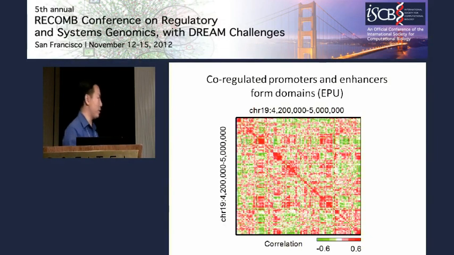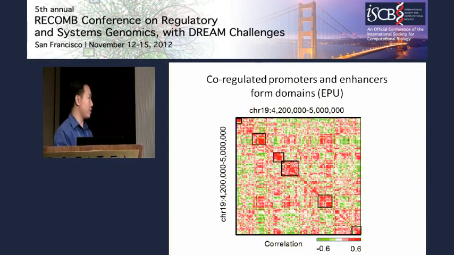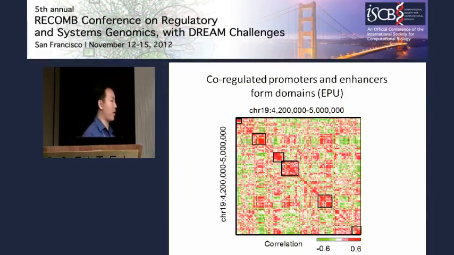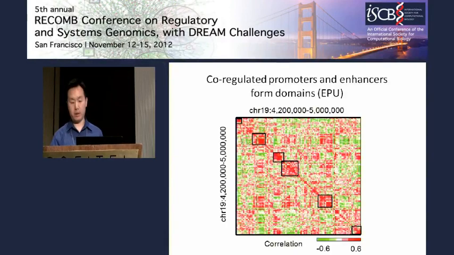Performing this correlation analysis genome-wide, we were able to construct a heat map like this. So what we have here is a 1 million base pair region on chromosome 19 in the mouse genome. Each row or column here is either an enhancer or a promoter, and each dot in the figure indicates the correlation coefficient. The red means positively correlated, and green is negatively correlated. So immediately we can find that the enhancers and promoters form these kinds of clusters, and we think these clusters are functional domains of co-regulated elements.